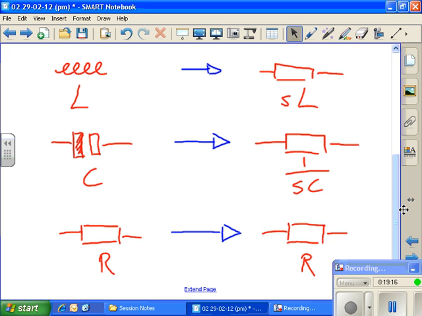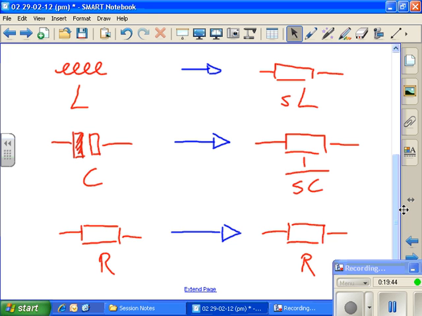So if I've got a network in a circuit with an inductance in it, I change the L value to sL, and then it's into this thing called S space. If I've got a capacitor in a circuit, then the transform becomes 1 over S times whatever the value of the capacitance is. And the resistor in the circuit stays exactly as it is.